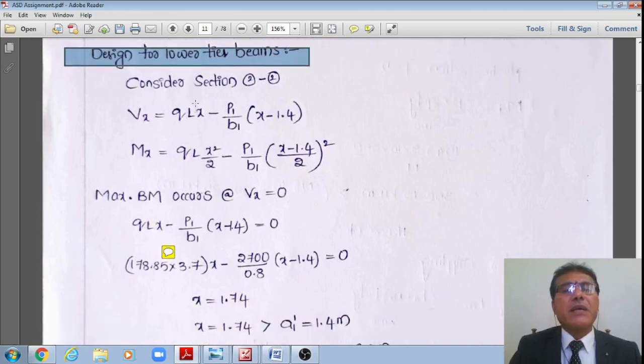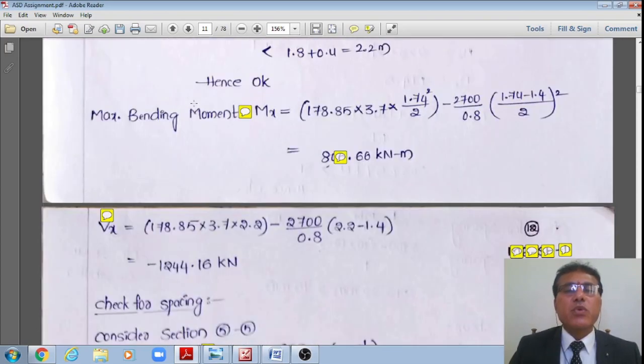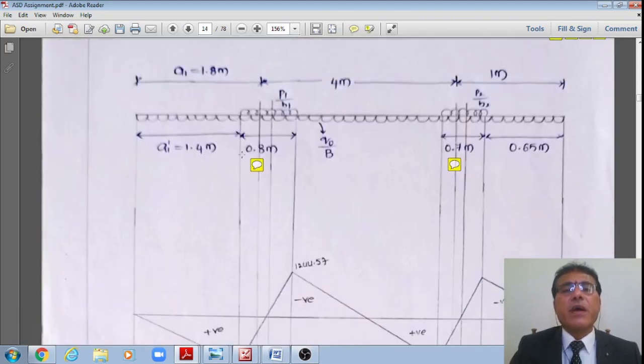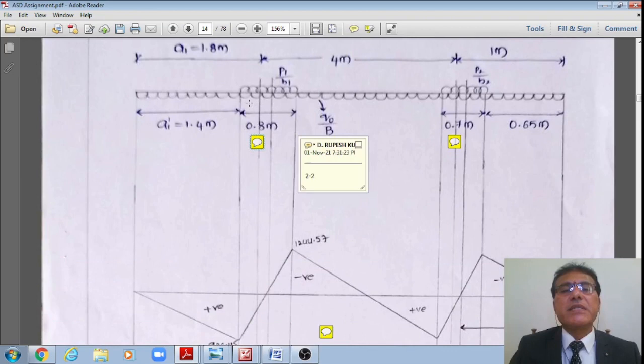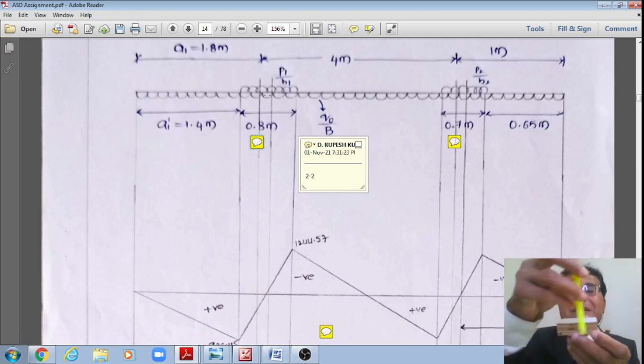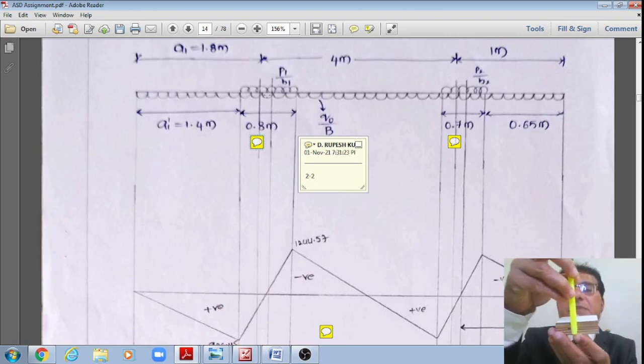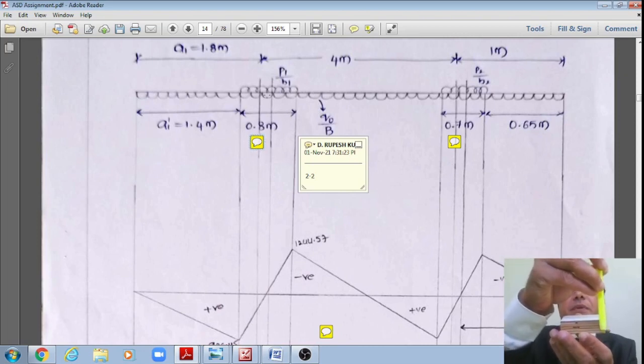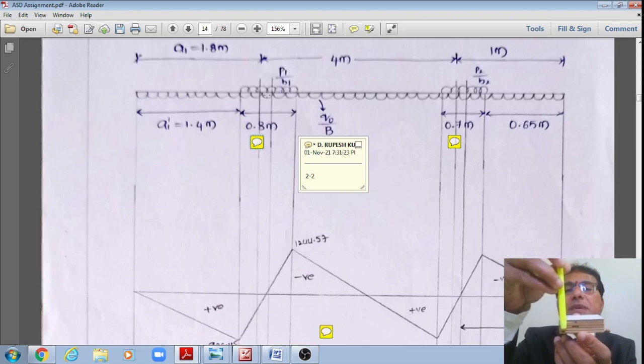Now let us consider a section 2-2 like this. Let me show this section 2-2, student. This is the section I'm considering within this left side base plate. Actually there is a concentrated load here. The section may be from the left end of this base plate to the right end of this base plate.